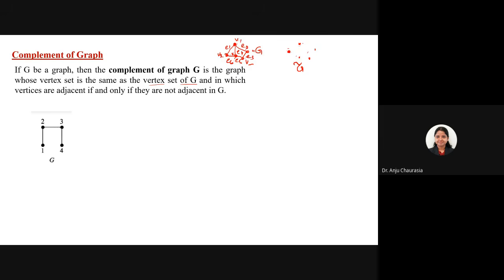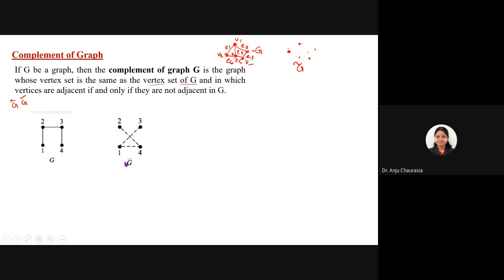Let's try to make it clear. Suppose this is a graph. Very simple. 1 और 4 के बीच में edge नहीं है. Between 1 and 2, yes, there is an edge. Between 2 and 3, edge is there. Between 3 and 4, edge is there. But in G complement, where edges are present between the vertices, in those vertices edges should not be present. It can be denoted by G complement or G bar in some books.